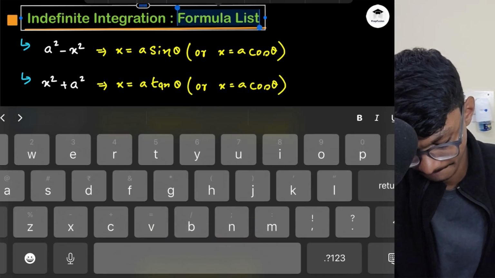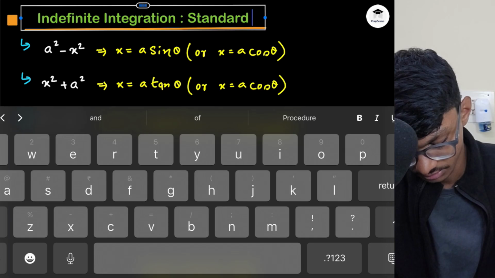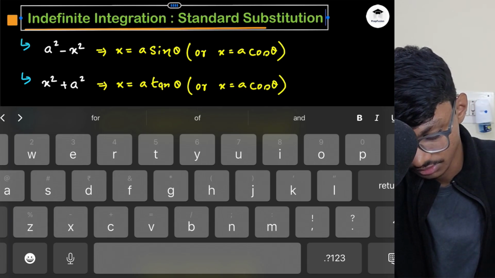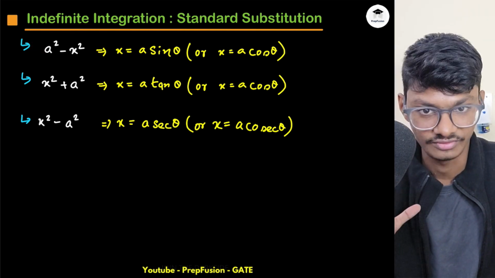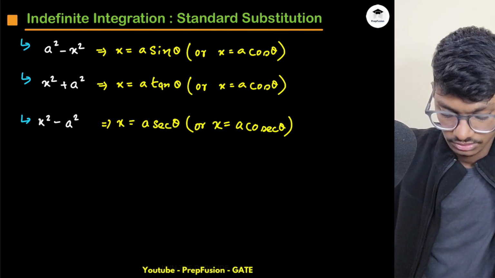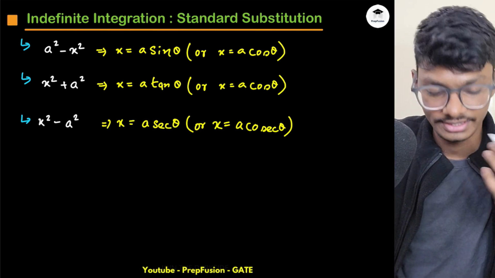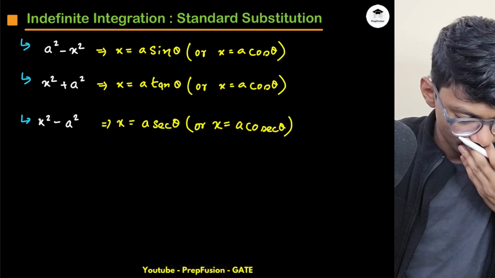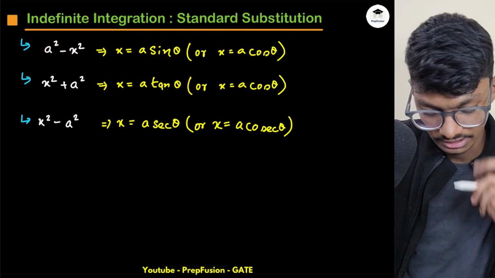What is my standard substitution? So these are a few standard substitutions. Here a square minus x square is given. That means you have to replace x with a sin theta or a cos theta. Why is this the case? Because this will give you a square minus a square sin square theta, which is a square cos square theta. If I take a square minus a square cos square theta, which will be a square sin square theta. Something is coming out: differentiation of sin is cos, differentiation of cos is minus sin. That's why. Then for x square plus a square, you'll use a tan theta.